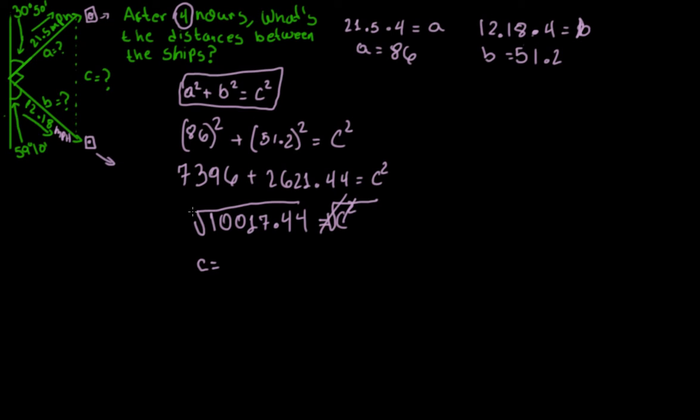So I'm gonna do it here in my calculator, and what I got is 100.08, which is an approximation, so I would say 100. So c is equal to 100. So the distance between the two ships is 100 miles.